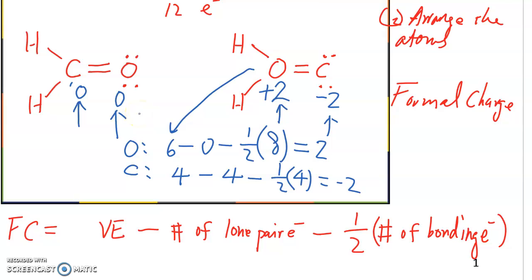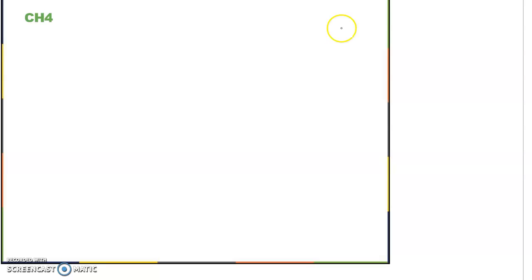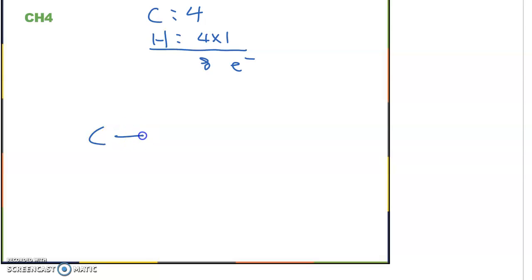All right, let's try another example. For this molecule, CH4, that's methane, the total number of valence electrons will be, for carbon, 4. For hydrogen, it would be 4 times 1. So when we add it up, that would be 8 valence electrons. The next step, guess a structure, and then connect them together.